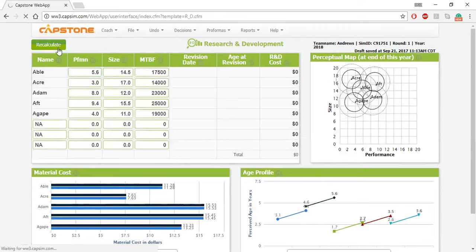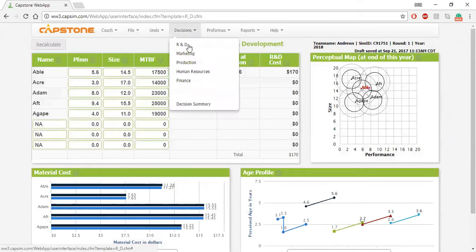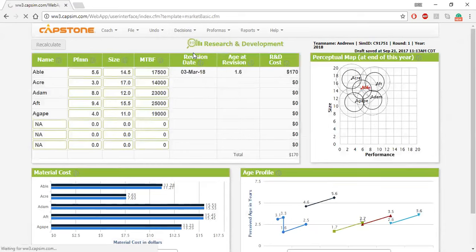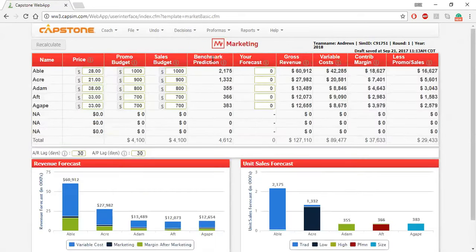We'll go back to R&D and make that adjustment, simply changing the performance from 5.5 to 5.6, recalculating, going back to marketing to determine what it did to our benchmark prediction.